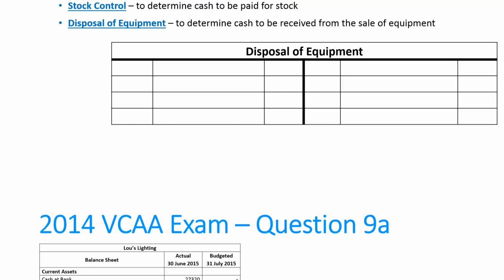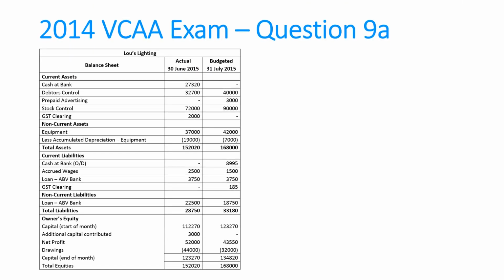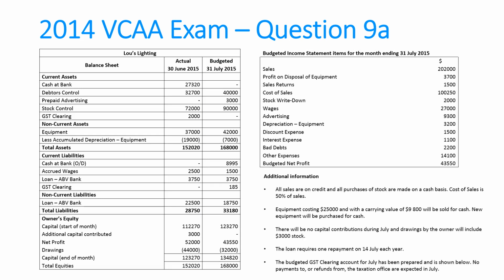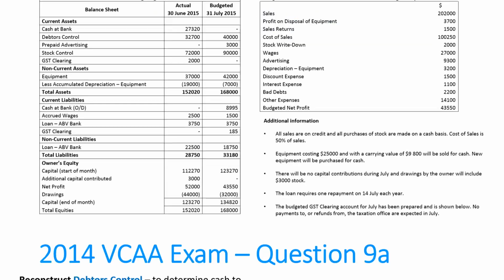disposal of equipment. So what you were given was a balance sheet, and you can see you've got the actual results there for the 30th of June, and then you've also been given what's expected to happen in a month's time as budget. You're also given the budgeted income statement for July, as well as some additional information.